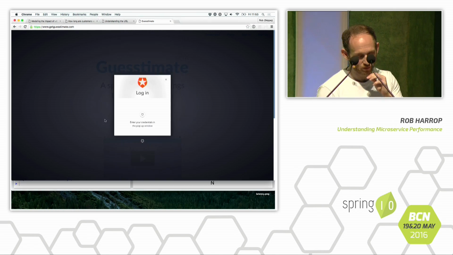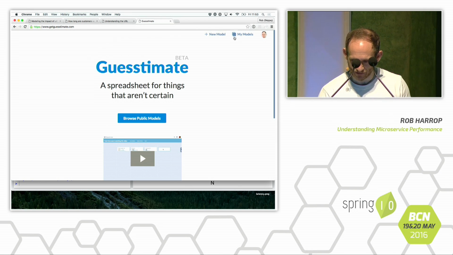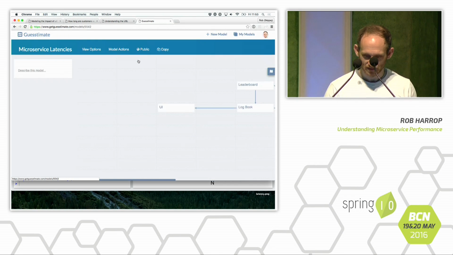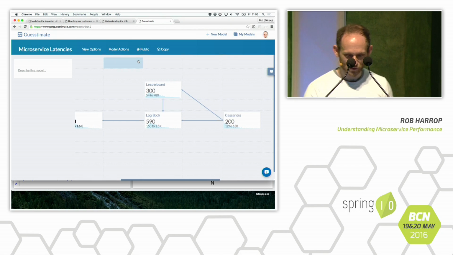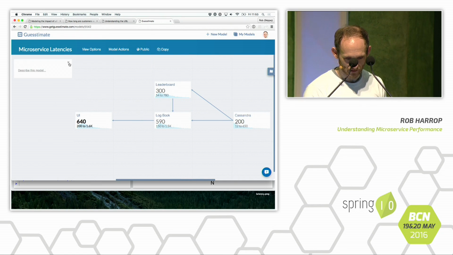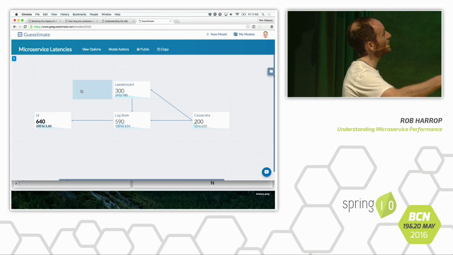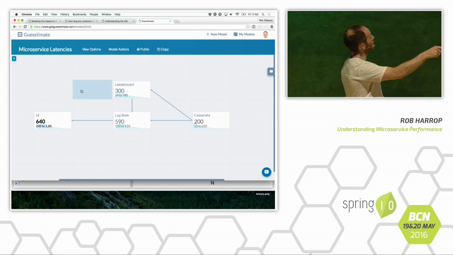So this is a great tool by Ozzie Osman, I think his name is. It's called Guesstimate, and it's kind of like spreadsheets for probability. It's incredible, actually. So here I've tried to wire together what my system looks like. I've got Cassandra over here, and I've got logbook and whatnot. And I've tried to simulate what the latencies are.